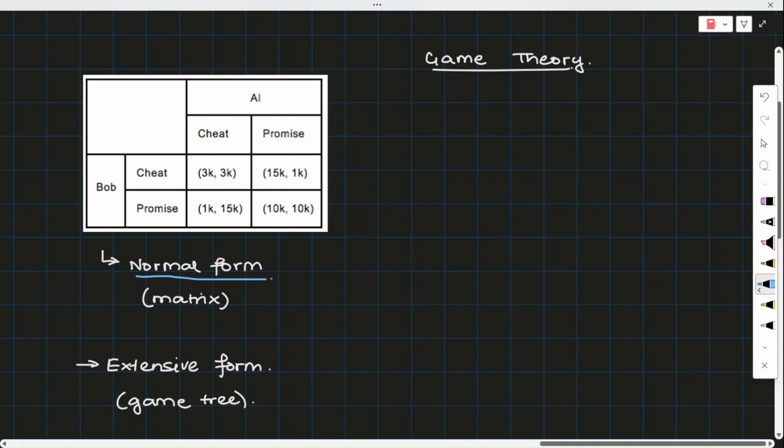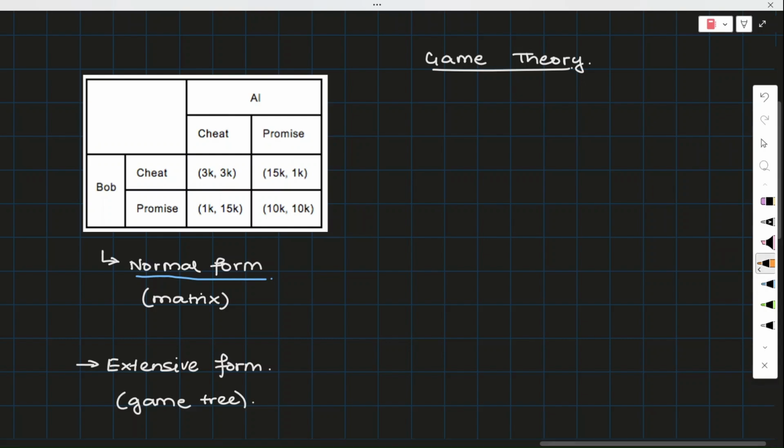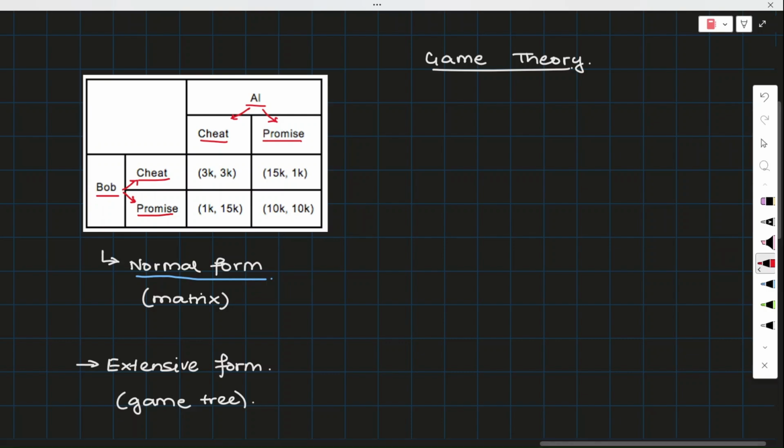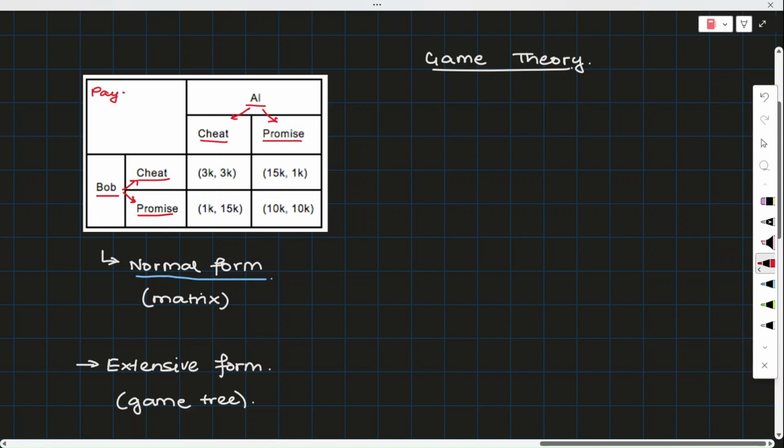So we have a normal form game here, and as you can see, it basically considers two players. We have a player named Al and a player named Bob, and both of them have two actions that they can perform. They can either cheat or they can promise. Similarly, Bob can also either cheat or he can promise. So they both have the same actions essentially to choose between, and these numbers are the payoffs for each player.